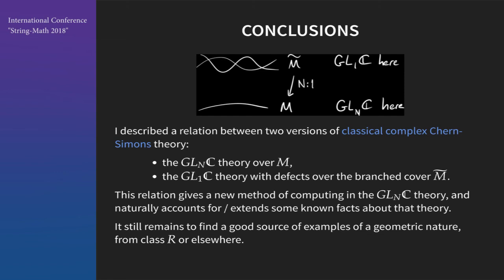Right now we don't have that. So, what have I told you? I just told you that there's some relation between 2 versions of classical complex Chern-Simons: on the one hand, GLN theory here, and on the other hand, GL1 theory here. It gives you a new way of thinking about some aspects of the GLN theory, and it still remains to find the really, I would say, killer application.